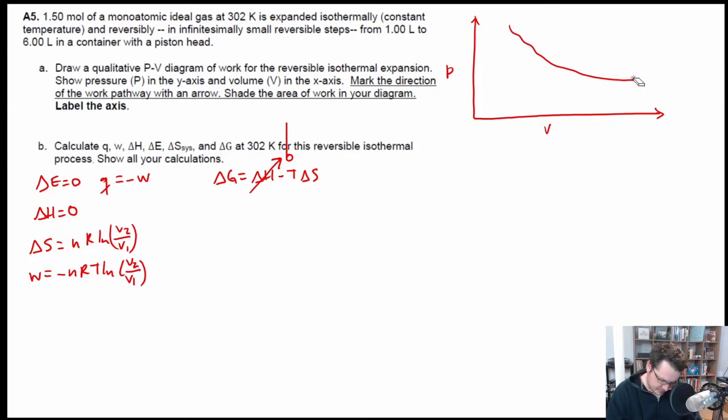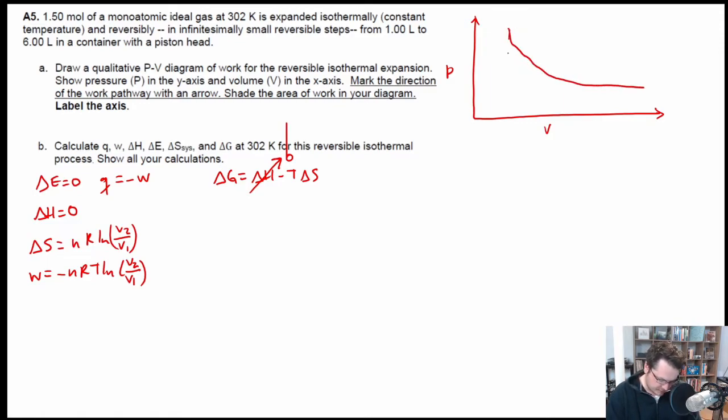So this is our starting point. Or actually, sorry, we're going from 1 liter, which is down here, to 6 liters, which is up here. What am I doing? So we're going from a lower volume to a higher volume. But that means the pressure has to go down in that case, because if the volume's going up, the pressure has to go down. This is pretty ugly, but you guys get the gist. So that's going to be that right there.